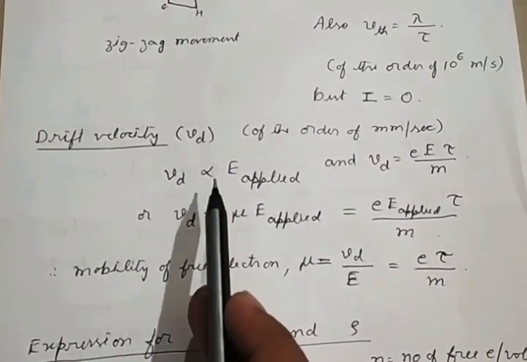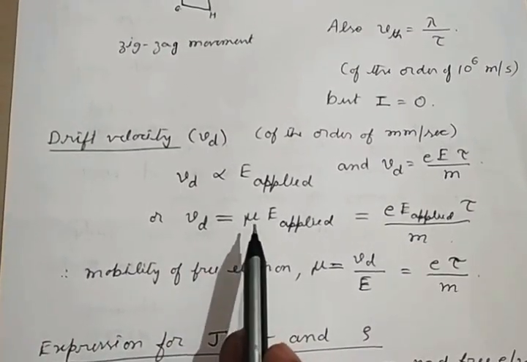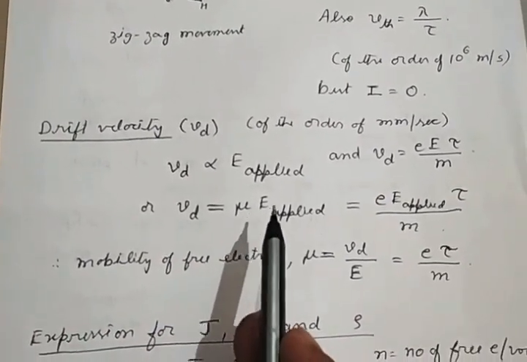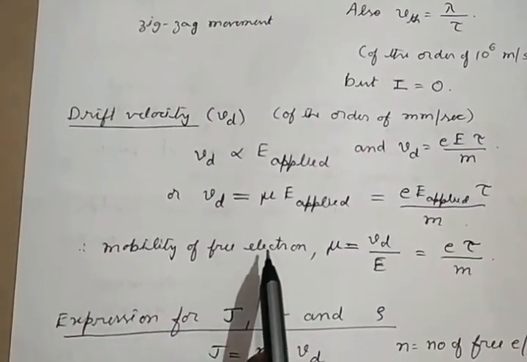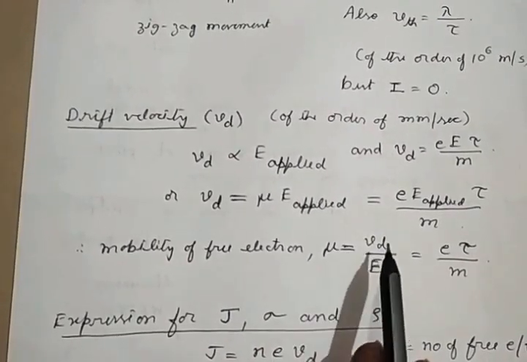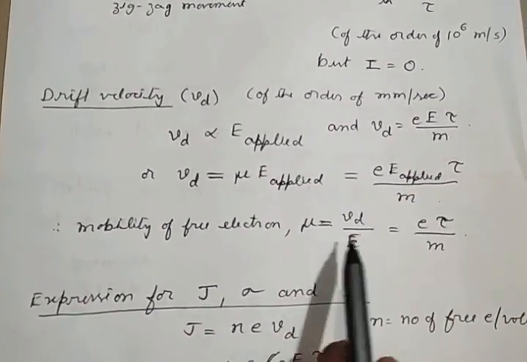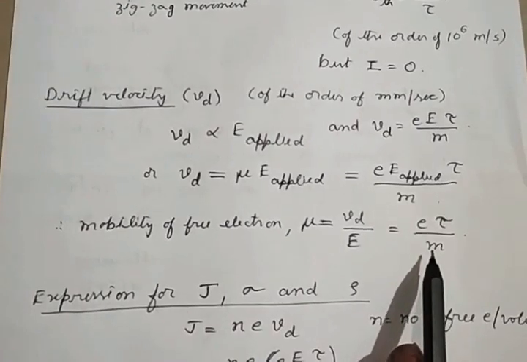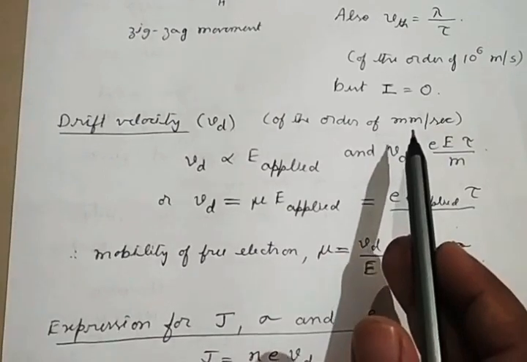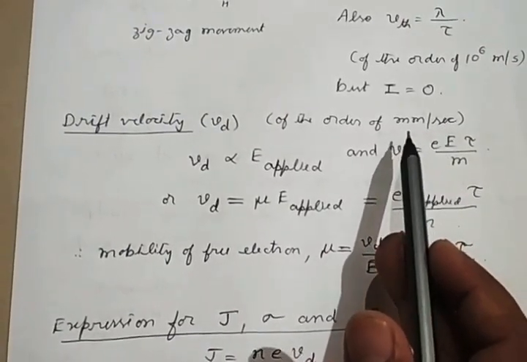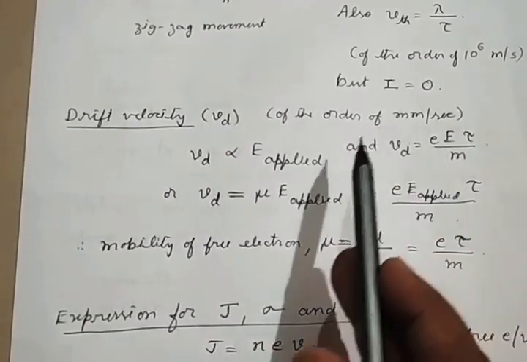If we remove the proportionality we get a constant. Then we get Vd is equal to the constant, which we represent as mu, into E applied. Here mu is known as the mobility of the free electron. Therefore mu is equal to drift velocity by the applied field, and using this relation the mobility of the free electron is given by E tau by m. We have to note that the drift velocity value is of the order of a few millimeter per second. It's a small velocity, but even then this small velocity is responsible for the current flowing through the metal wire.